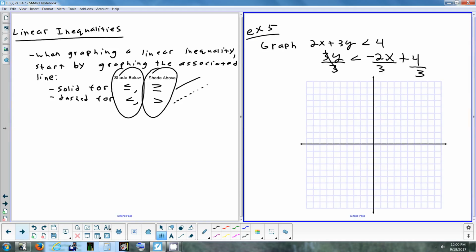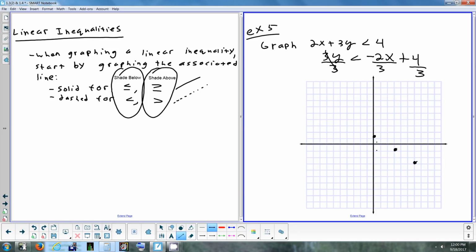All right, so not the nicest line to graph. 4/3, that's 1 1/3. So that's my y-intercept. Close enough. And then from that point, how does the slope tell me to go from that point? What direction? Down 2 and to the right 3. So down 2, to the right 3. I'll just try to do it one more time. Down 2, right 3. Close enough. Would this one be a solid line or a dotted line?